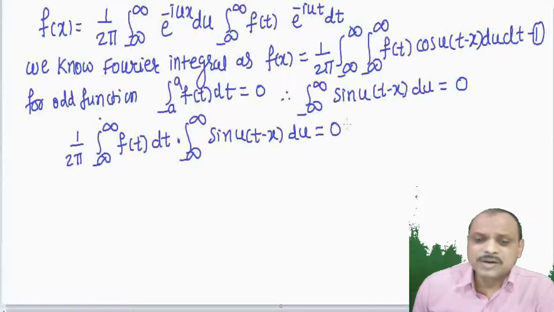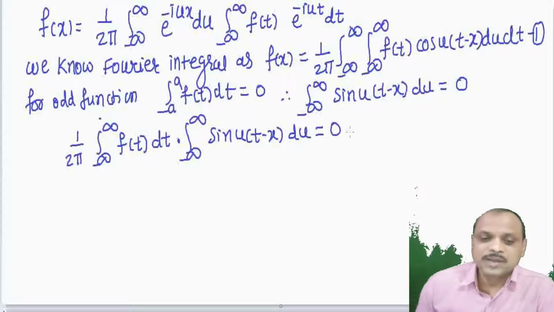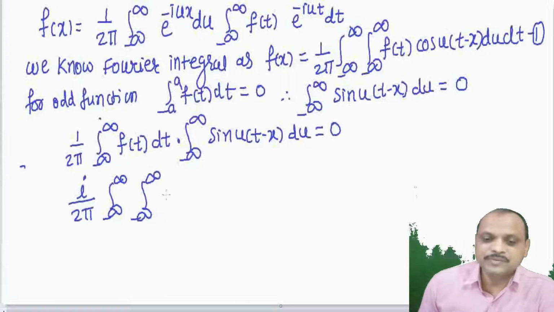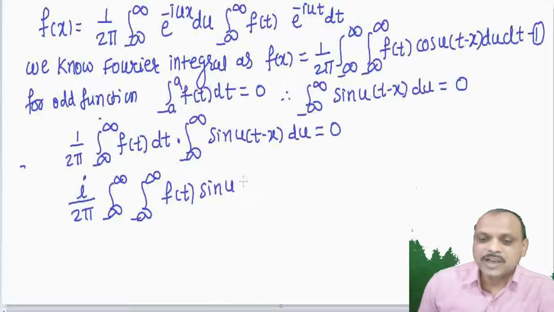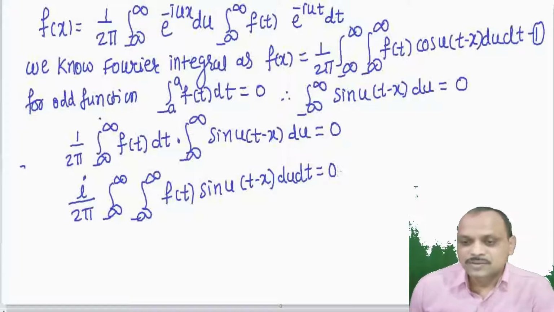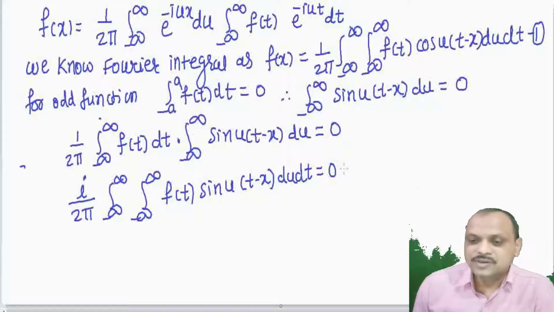Now we multiply this again by i. Let us multiply by i. So whenever we multiply by i divided by 2 pi, and we write the two integrals as a common integral, integration minus infinity to plus infinity, minus infinity to plus infinity f of t sine of u into t minus x into du into dt, it is equal to 0. So this is a 0 value. This is equation number 2.